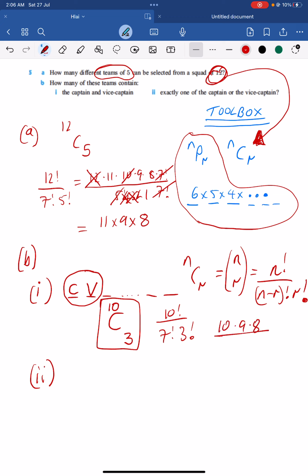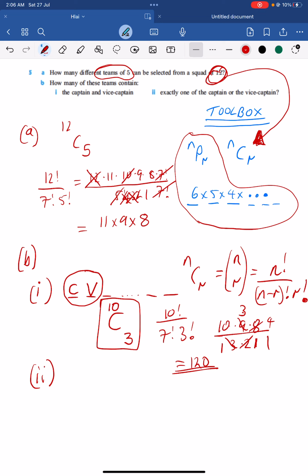The 7's cancel with the 3 times 2 times 1. The 2 and the 8, 4 and 1. The 3 and the 9, 3 and 1. And you can see that is actually 120 here. And part 2, exactly one of the captain or the vice captain. Right, so exactly one of the captain or the vice captain.